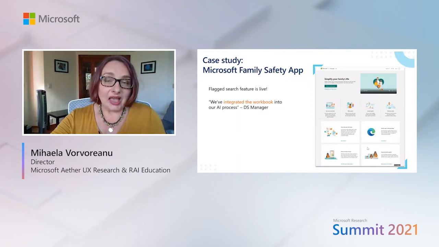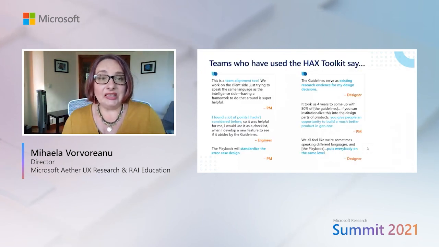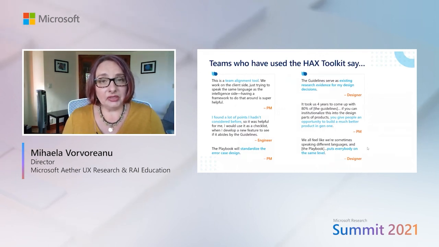And so we also have a little bit more feedback from teams who have used the HAX Toolkit. They have found it as a team alignment tool that puts everybody on the same page. And we know how important this is, as creating responsible and human-centered AI requires deep engagement and collaboration across disciplines, which tends to be very difficult. The HAX Toolkit helped people find lots of points that they maybe would not have considered before. It gives people an opportunity to build a much better product in Gen 1.